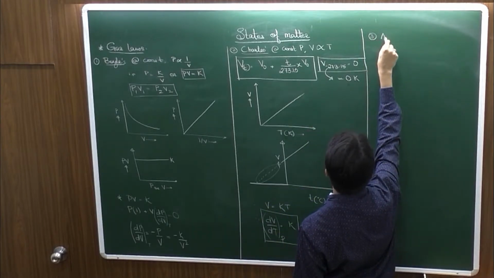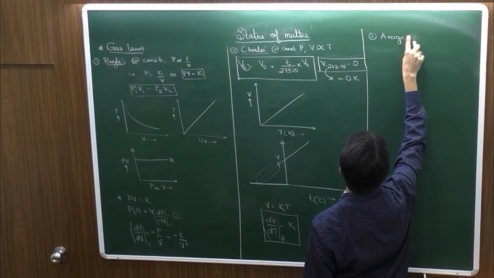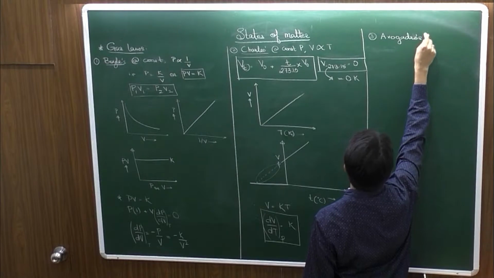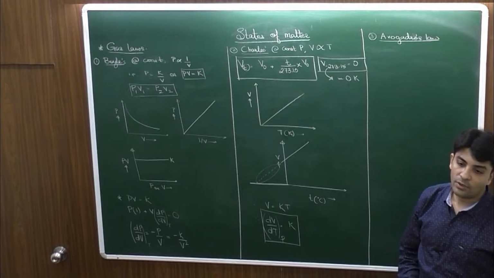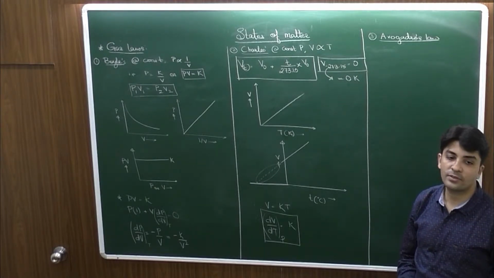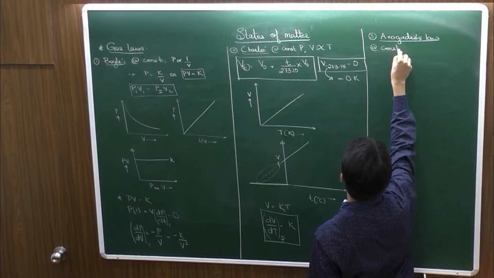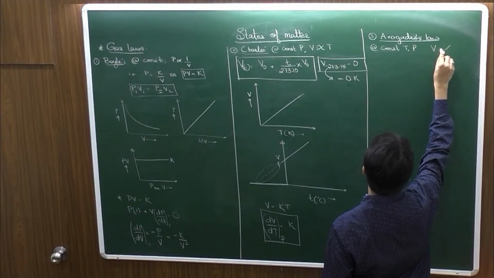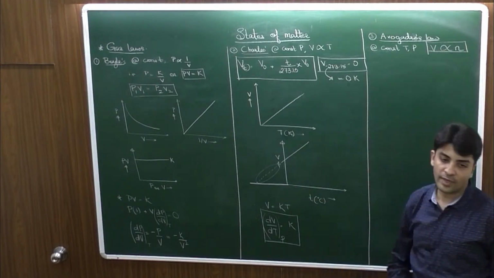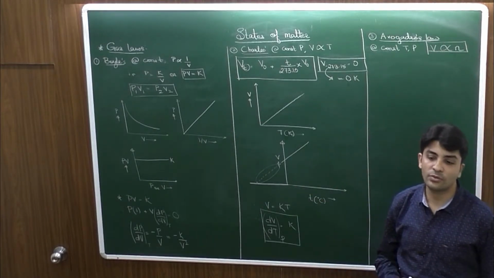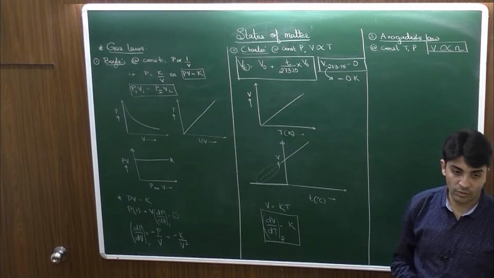Third was Avogadro's law. Avogadro's law states that equal volumes of different gases contain the same number of moles under similar conditions of temperature and pressure. So mathematically, at constant T and P, the volume is directly proportional to number of moles. And 1 mole of gas always occupies a standard volume equal to 22.414 dm³. So that's how Avogadro's law was related.